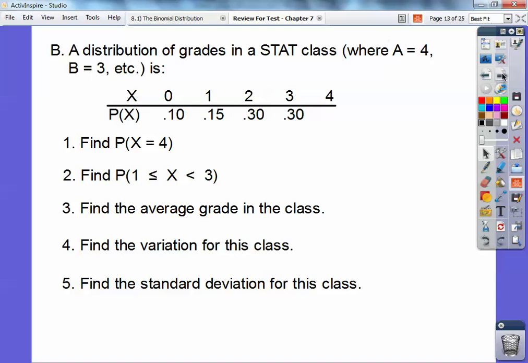Okay, so here's a distribution of grades in an SAT class where an A equals 4, a B equals 3, a C would be 2, and so on. A D would be 1, and an F would be 0.